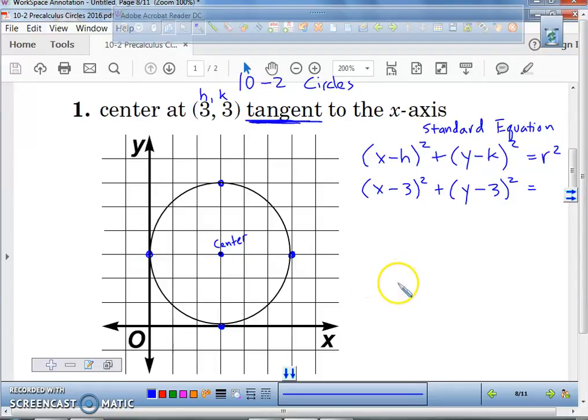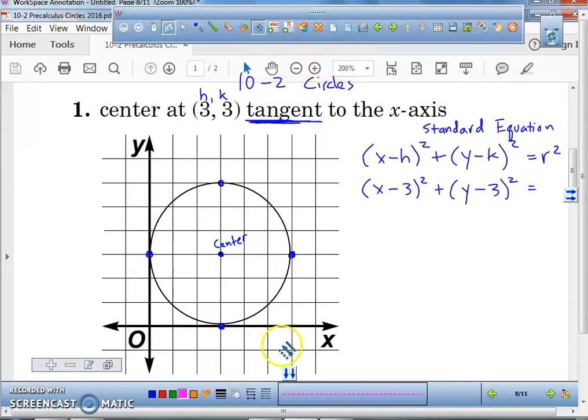Now, what is the length of our radius from here to there? What's the length? 3, right? So the distance from here to right there, our radius is equal to 3, but this says r squared.